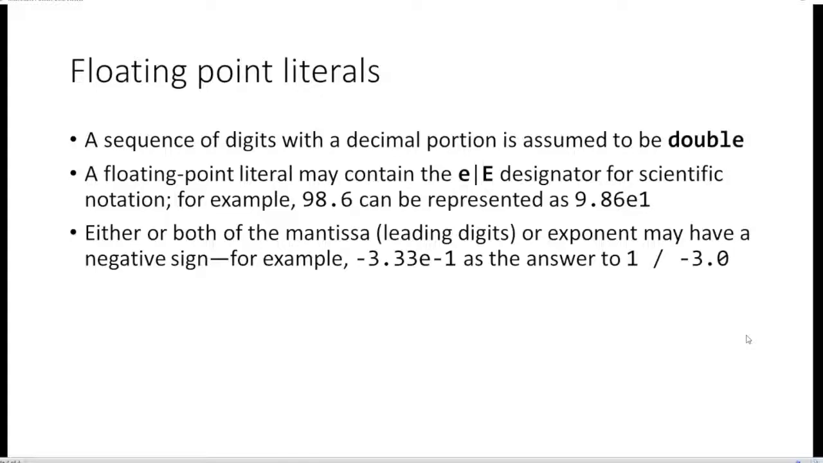Either or both of the mantissa and exponent may have a negative sign. This example shows negative 3.33 E minus 1 as the result of dividing 1 by negative 3. In this case, 1 and negative 3 are both literals, 1 being an integer literal and negative 3 being a double literal because it's followed by the decimal point and the 0.